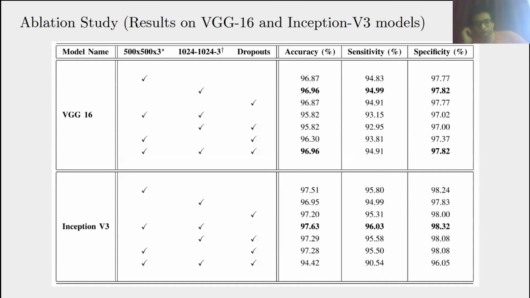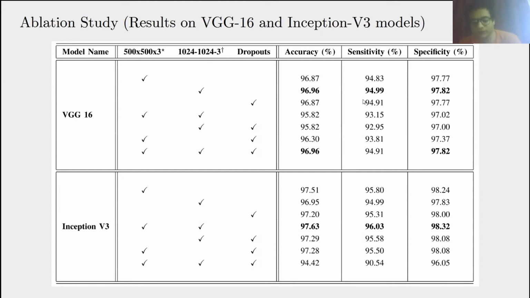Yeah, so in this table, as you can see, we have noted down the performances, the metrics. So for the VGG16 model, you can see that when we combine all the three features, it actually gives an accuracy of 96.96% and a specificity of 97.82%. But when we look at sensitivity, it's 94.91%. However, when we remove two features, namely the image size and the dropouts, and only concentrate on the dense layer size, then we see the sensitivity going up to 94.99%.